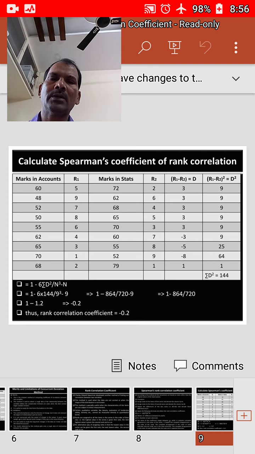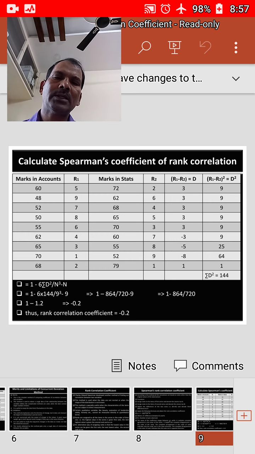In order to find out R1, first we need to give the rank to the highest value. In the given series, if you observe the marks in accounts, the biggest number, the highest number, is 70. I am giving the first rank to the 70, and 68 is the second rank. In the same way, 65 third rank, 62 fourth rank, 60 fifth rank, 55 sixth rank, 52 seventh rank, 50 eighth rank, and 48 ninth rank. All the ranks were given.